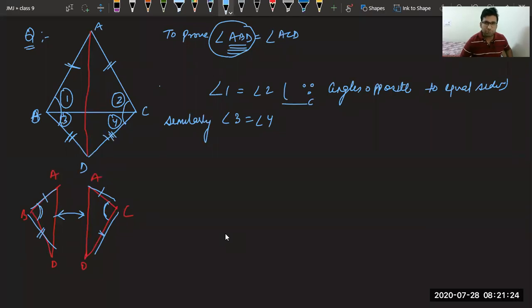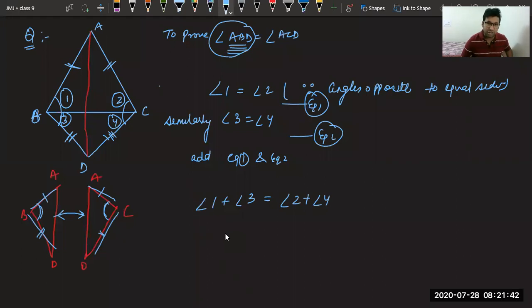Now this is equation number 1. This is equation number 2. Add equation 1 and equation 2. We will get angle 1 plus angle 3 is equal to angle 2 plus angle 4. And we all know when equals are added, then wholes are also equal. So we can say angle ABD is equal to angle ACD. So today we have seen two ways to solve the same question. One was the conventional one, the congruency of triangles, and the second one is using an axiom. I hope it is clear to all of you.